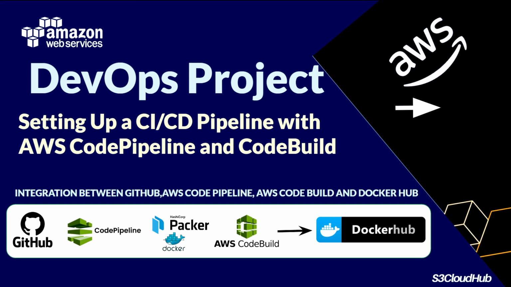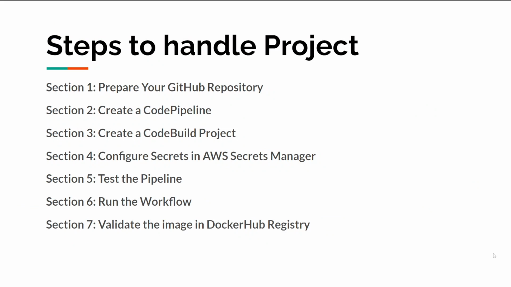So in this session we are going to set up a CI/CD pipeline using AWS CodePipeline and CodeBuild, which automatically builds and deploys a Docker image to Docker Hub. And let's see the agenda here. What things are we going to discuss in this complete session?